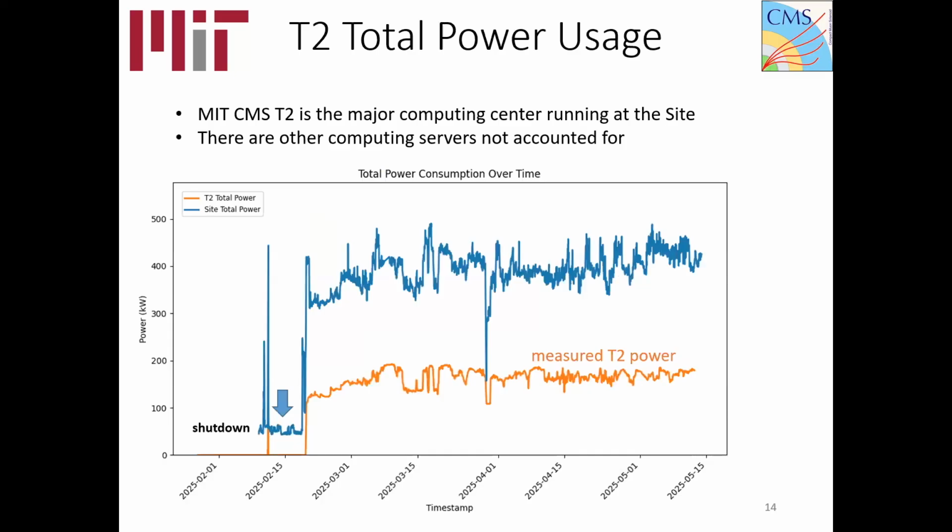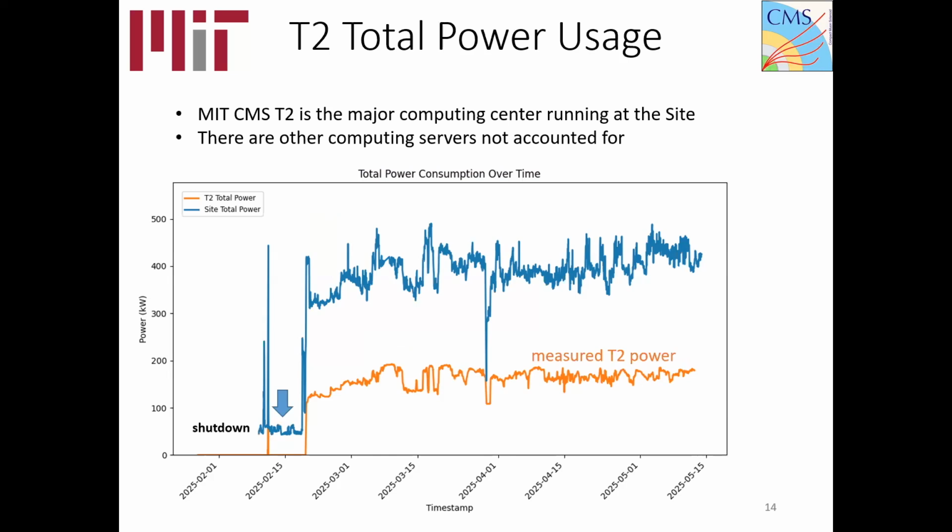Okay, so now we have the power. This is the full power of the tier 2 center that is measured from the monitoring, summed up together. And this is the power used for the full site. Of course, there are also other computing servers that are not accounted for in this plot.